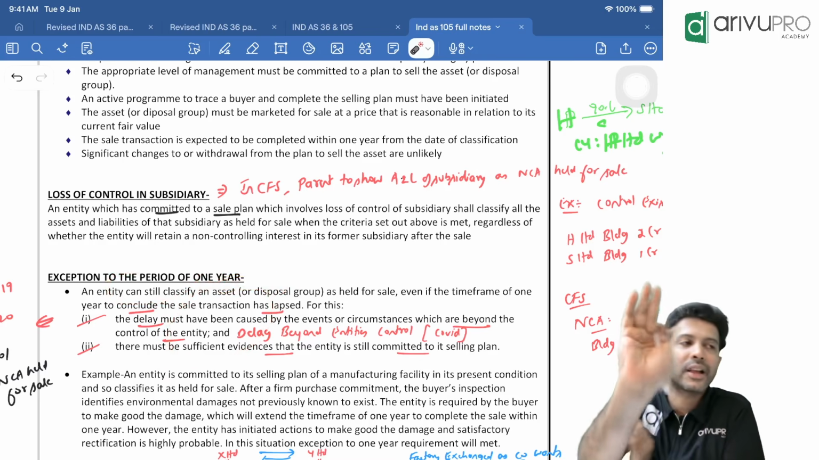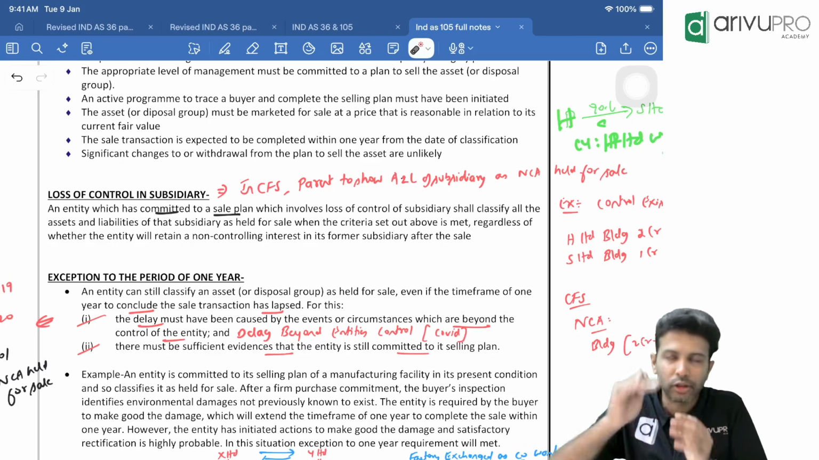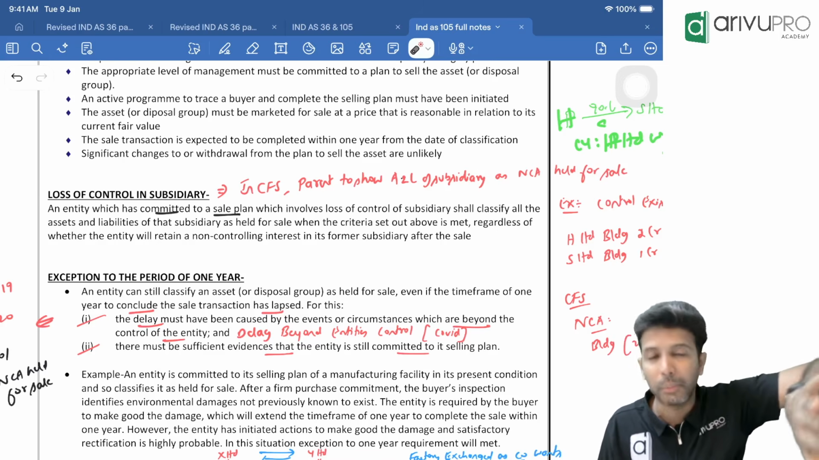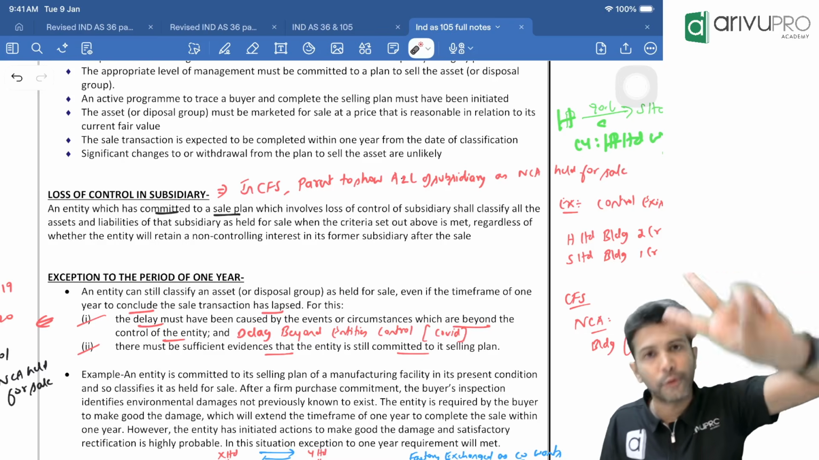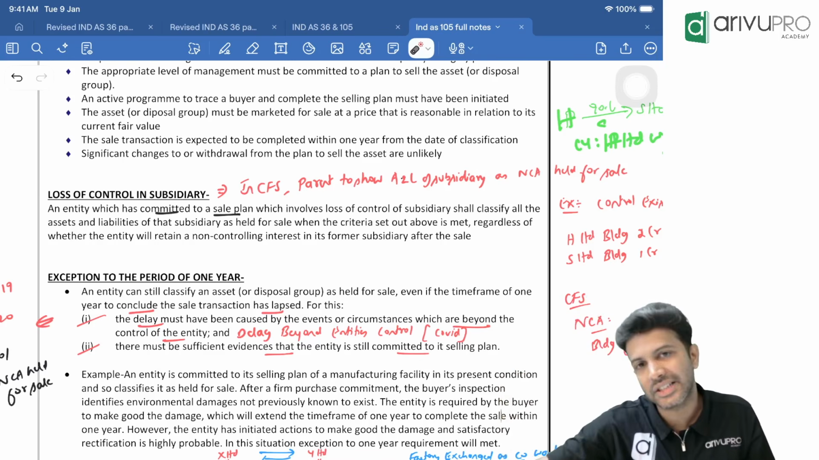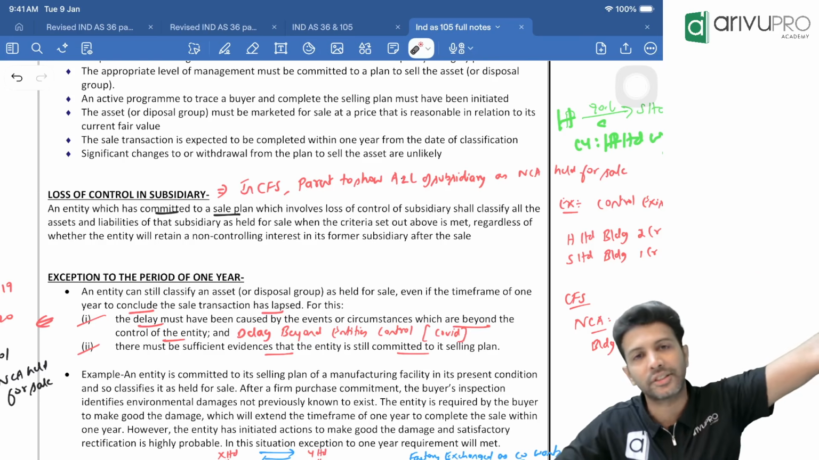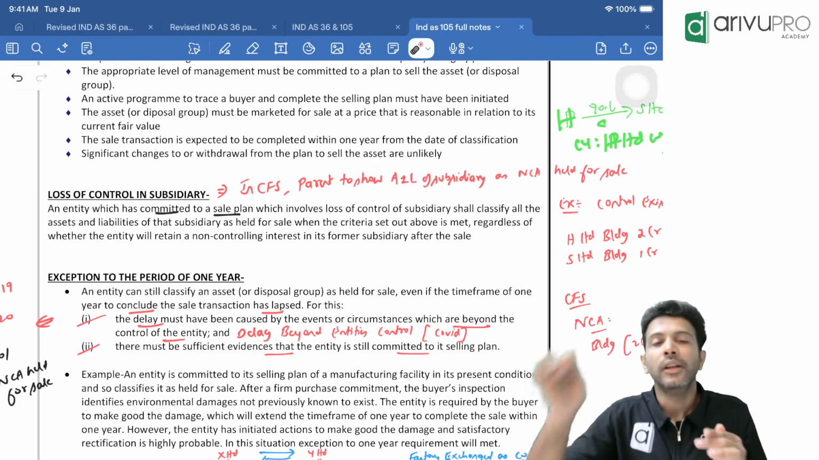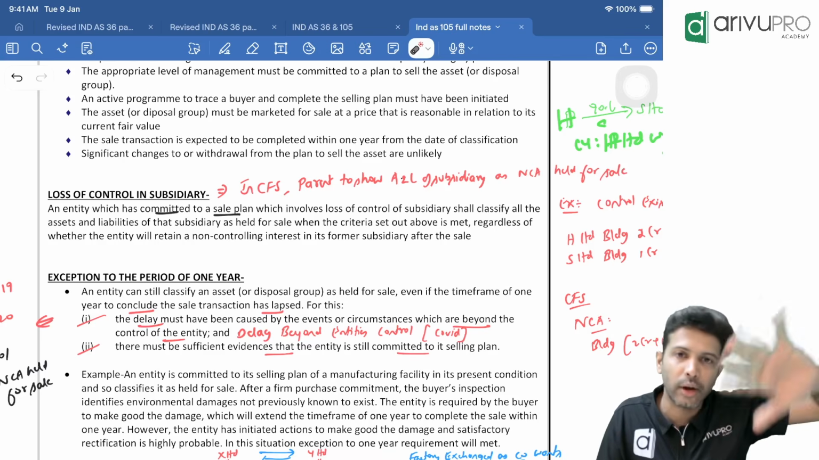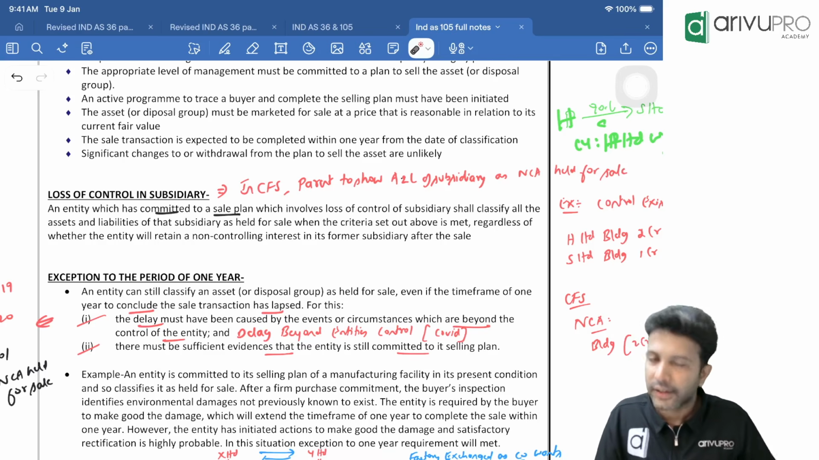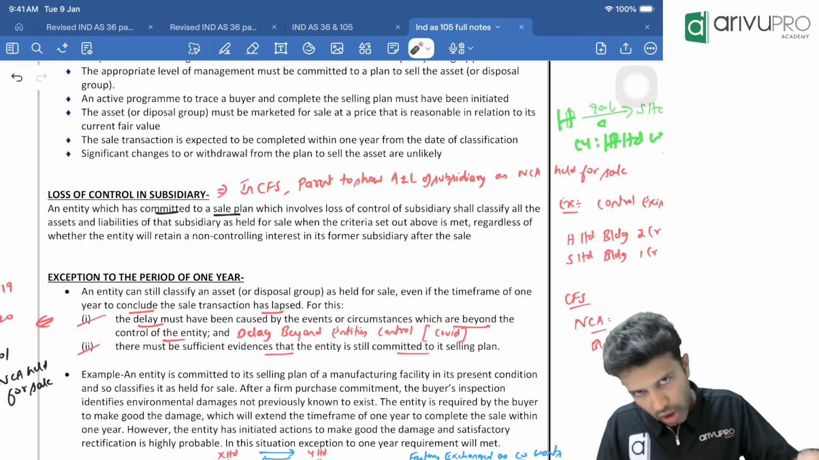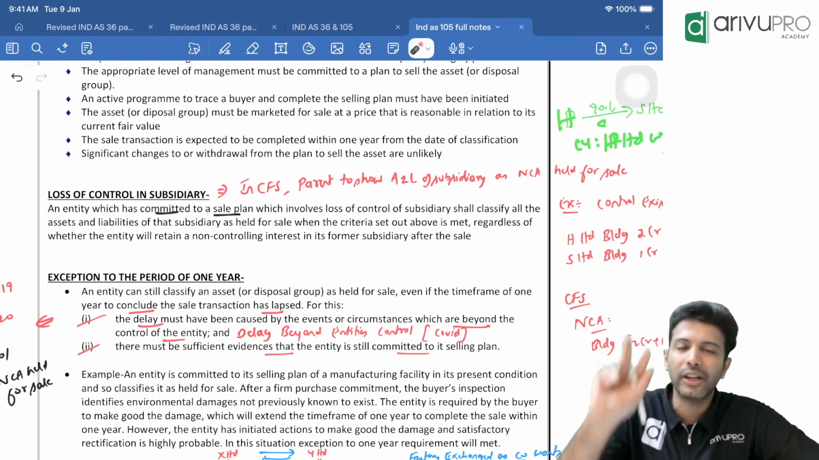Okay, people. So if there is a delay, first, let me tell you the provision. Even if the sale has not happened within 12 months, if it has gone beyond 12 months, if 2 conditions are satisfied, still you will show that asset as non-current assets held for sale in your balance sheet. What did I say? The sale has not been completed within 12 months. There has been a delay. The actual sale has gone beyond 12 months. Even if there is a delay, still you will show that asset as non-current assets held for sale in the balance sheet, provided 2 conditions are satisfied.